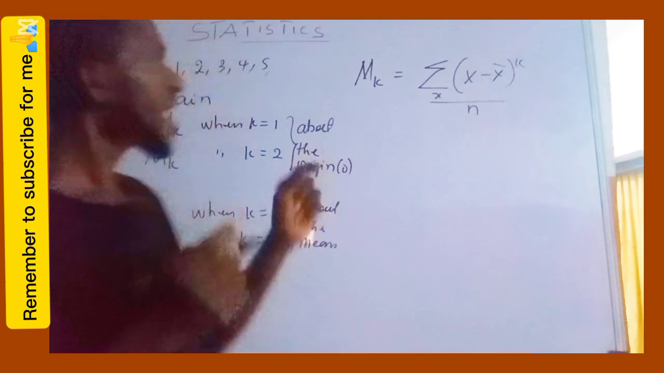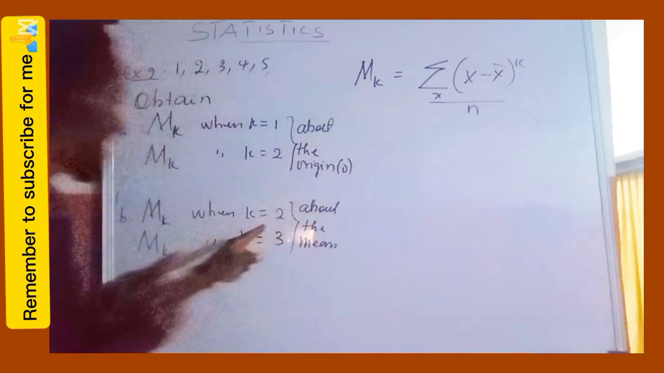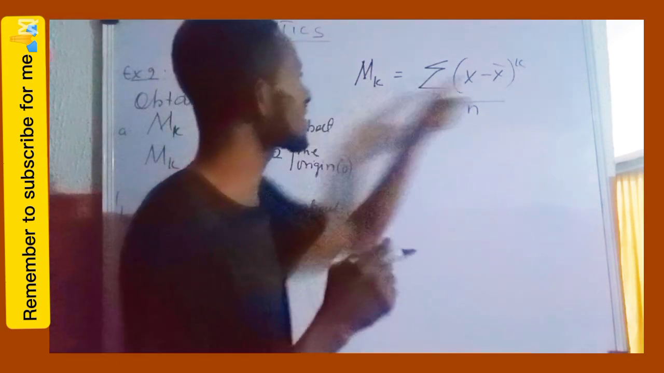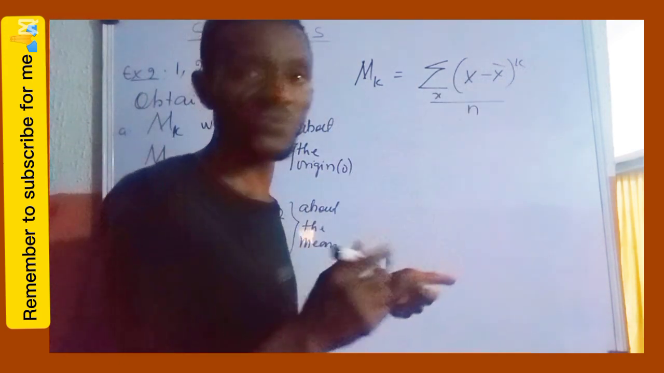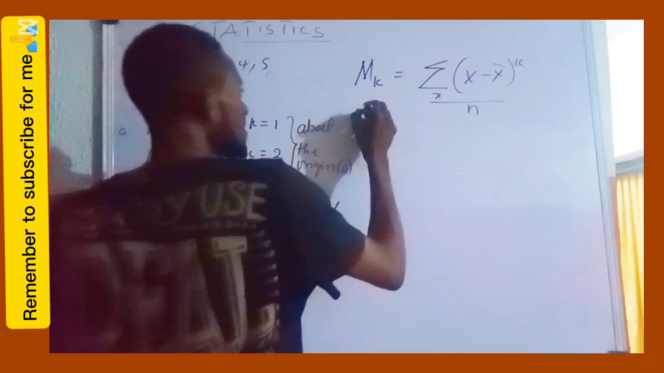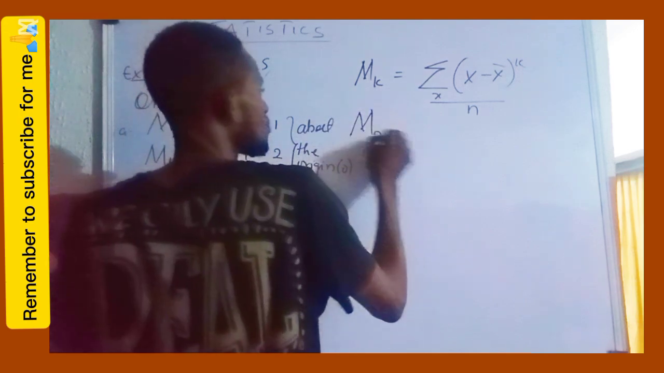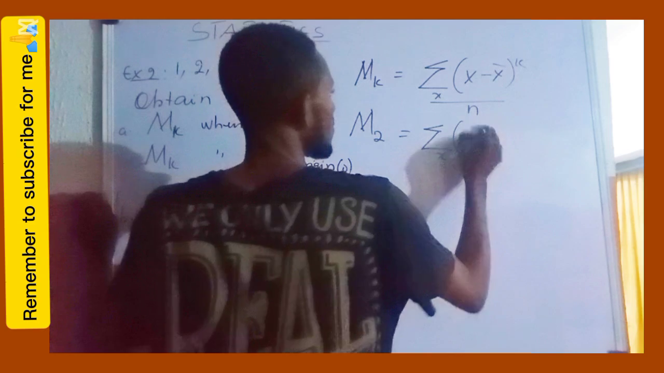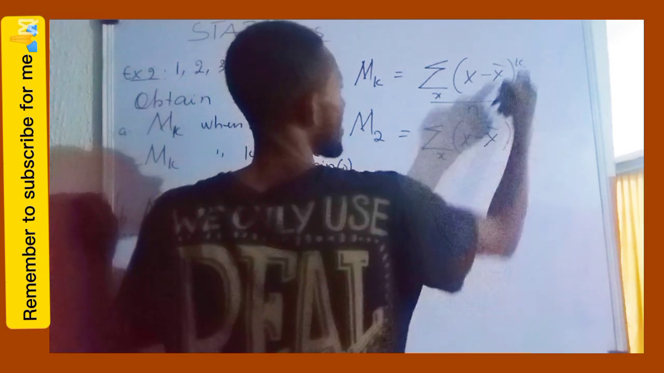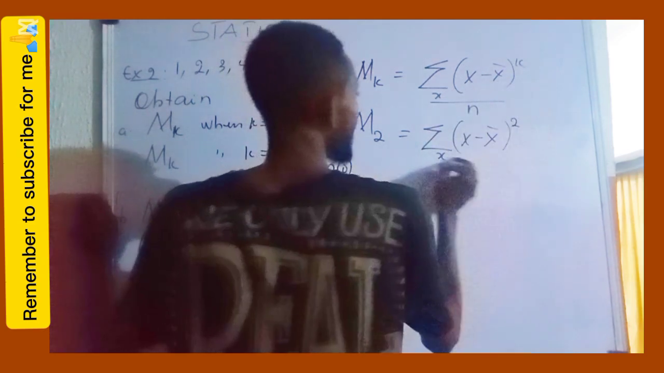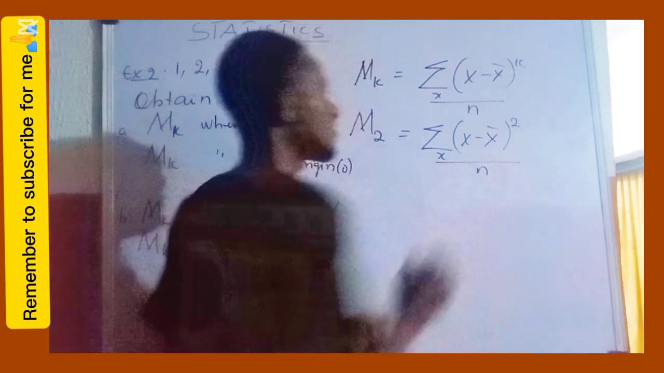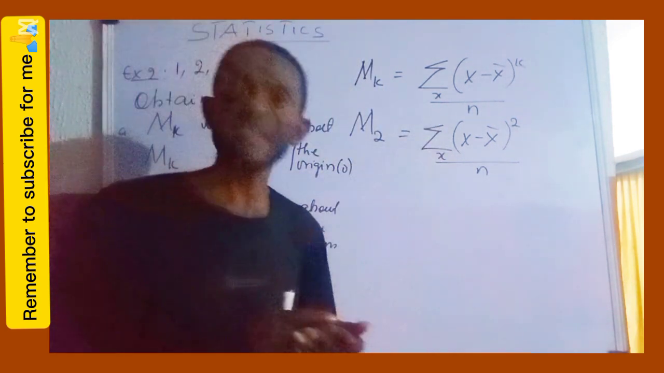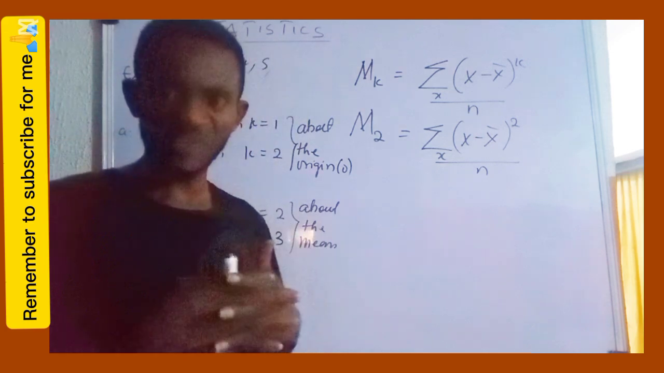Okay? Now, when our interest is when k is equal to 2, they ask us to find it when k is equal to 2. Anywhere you see k, replace with 2. And this formula quickly becomes m subscript 2 is given as the sum over the range of x minus x bar raised to power 2 instead of k, now all over N. Which I did say earlier that it is the same thing as the variance of the observations.